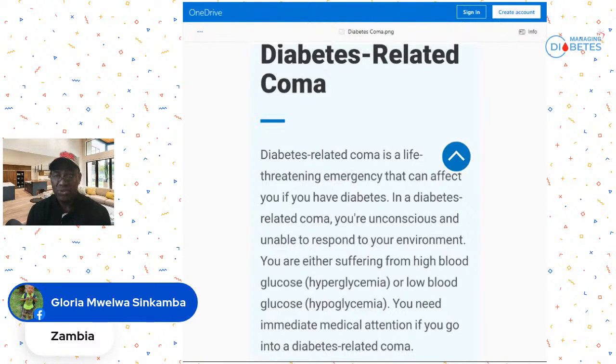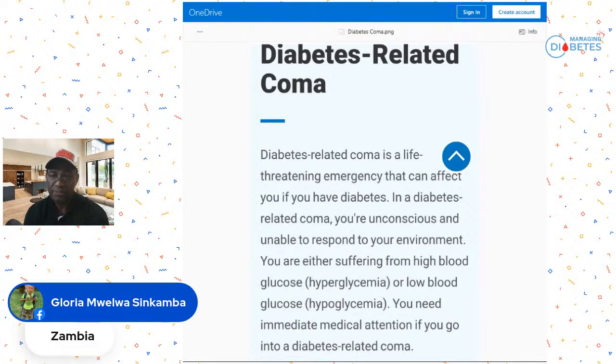As you can see from what I'm sharing on the screen, I just want to make it very simple for everybody to understand what diabetes related coma is. It is a life threatening emergency that can affect you, mostly if you have diabetes. In a diabetes related coma, you are unconscious and unable to respond to your environment. Either you have high blood glucose, or high blood sugar, which is hyperglycemia, or you have low blood glucose, which is hypoglycemia. In either case, you need immediate medical attention if you go into a diabetes related coma.